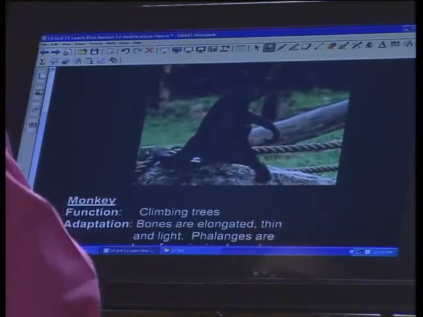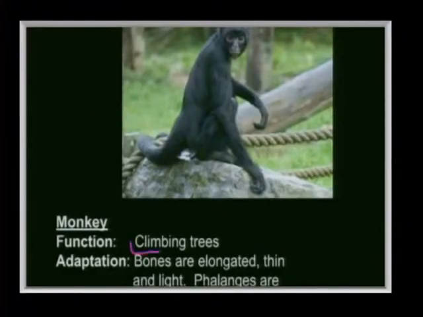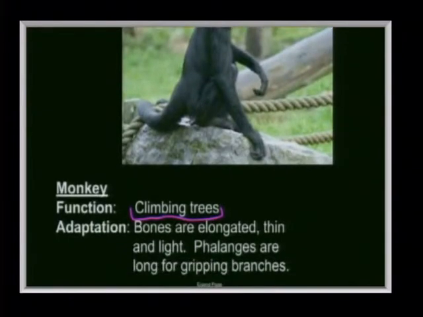Last but not least, our monkey for climbing trees. But they don't just climb trees, they of course also have the ability to manipulate food and other objects like humans do. So let's just see what advantages we have here. The bones are elongated. The longer the arms, the longer they can reach. And because they live in trees, they have an arboreal lifestyle, they need to be as light as possible. That's why the bones are thin and the bones, of course, are light.